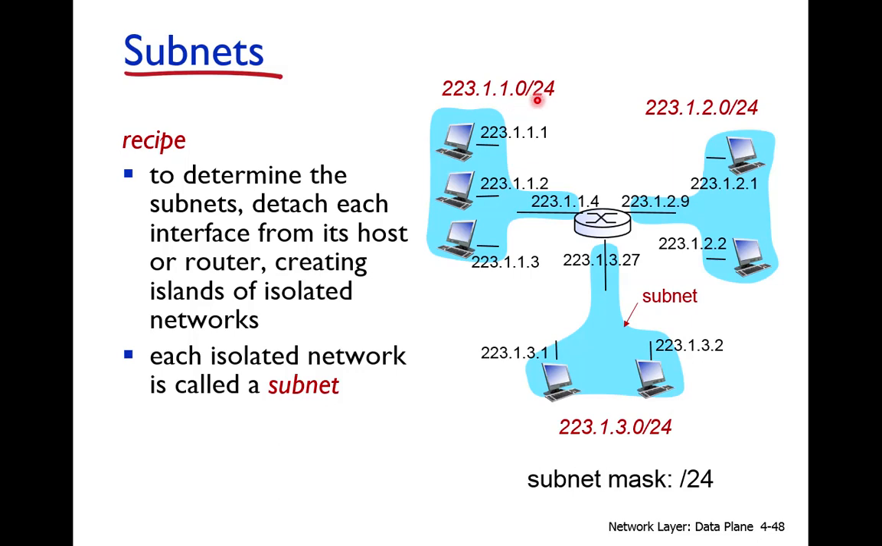When the IP address is 223.1.1.0/24, this /24 represents the common prefix. Common prefix means that the first 24 bits are the network part, which we have already discussed in prefix matching. Here in this subnet, the first 24 bits, that is the first byte 8 bits, second byte 8 bits, so this is 16 bits, and the third byte, so this is 24 bits. These are network parts, and these three bytes will be the same here.